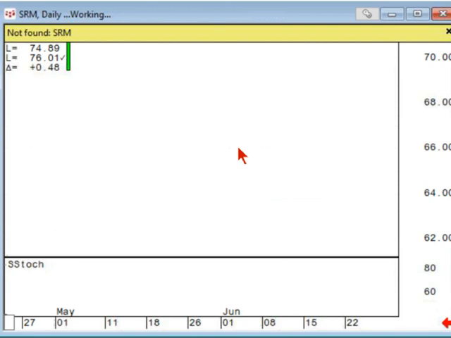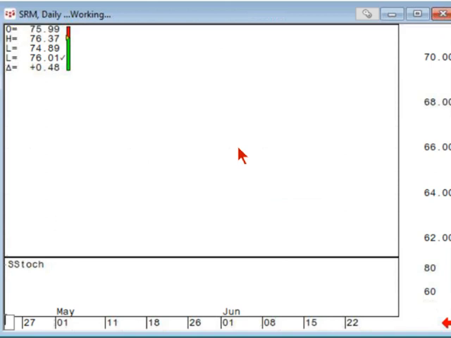Uh-oh. How can I not read my own handwriting?